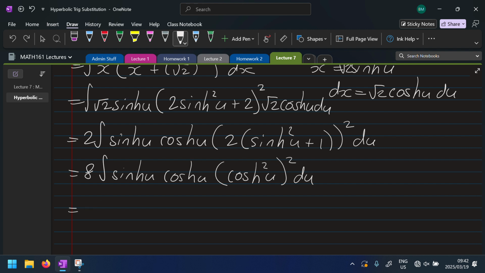Okay, 8 integral. So that's cos hyperbolic squared u, squared again. So that's 4. We've got another one, so that's 5. And then sine hyperbolic u du. That's just putting all the coses together and then the sine on the outside. Now think of this as a normal trig integral. We've got a cos and a sine. The derivative of the cos will be the sine.